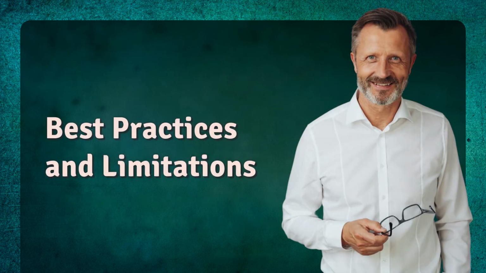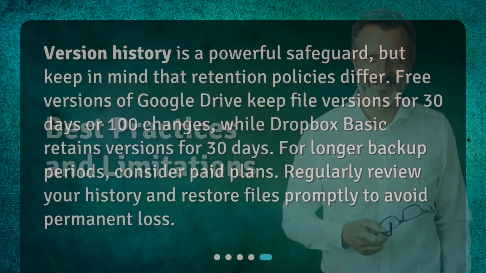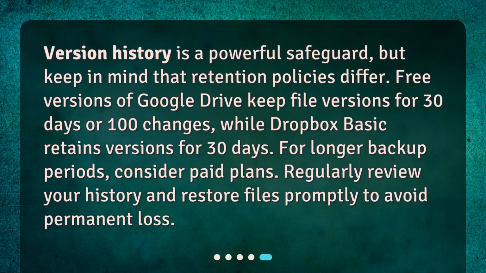Best practices and limitations. Version history is a powerful safeguard, but keep in mind that retention policies differ. Free versions of Google Drive keep file versions for 30 days or 100 changes, while Dropbox Basic retains versions for 30 days. For longer backup periods, consider paid plans. Regularly review your history and restore files promptly to avoid permanent loss.